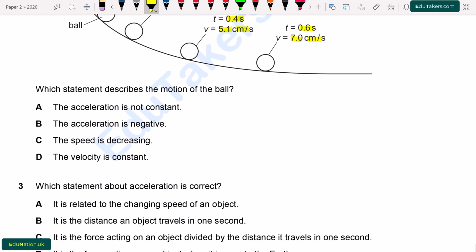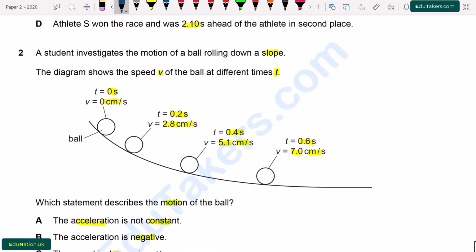Which statement describes the motion of the ball? Option A. The acceleration is not constant. B. Acceleration is negative. C. Speed is decreasing. D. Velocity is constant. So from here, options C and D are incorrect because the speed is not decreasing, it is increasing, and velocity is not constant. Now we check the acceleration.